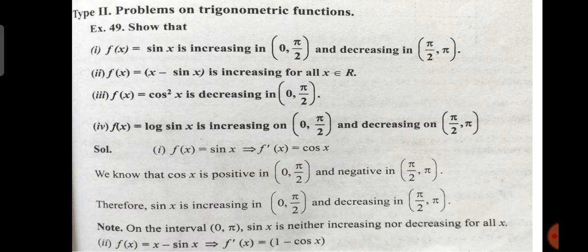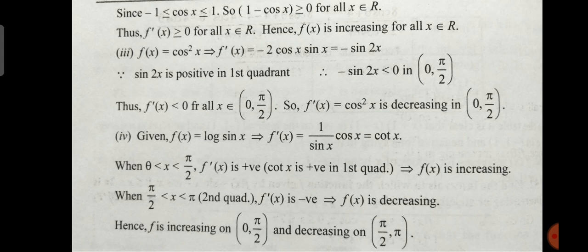And also trigonometric functions can be checked for increasing or decreasing. For that, given f of x is sin x, it is increasing in the closed interval 0 to pi by 2 and decreasing in pi by 2 to pi. So you have to find it. f of x is equal to sin x, then f dash x is cos x, and it is positive in 0 to pi by 2 and negative in pi by 2 to pi. So f of x is increasing in 0 to pi by 2 and decreasing in pi by 2 to pi. Okay, that is given. Similarly, the second, third and fourth questions.